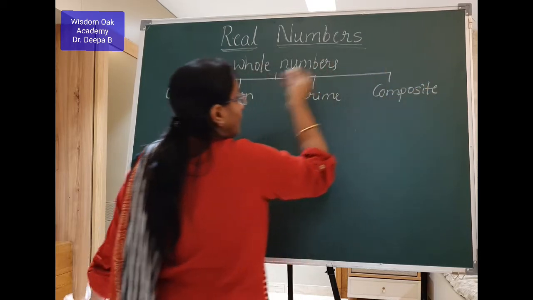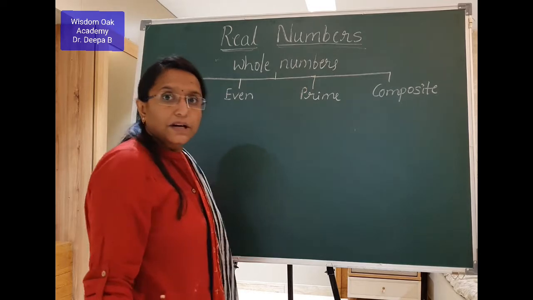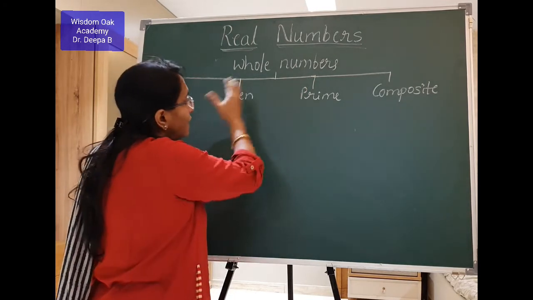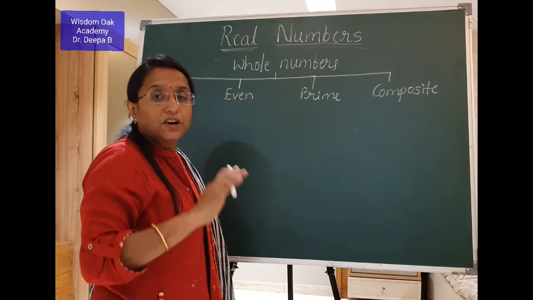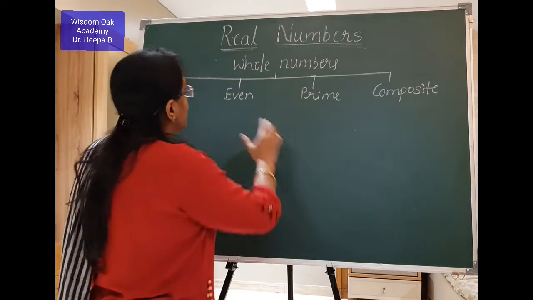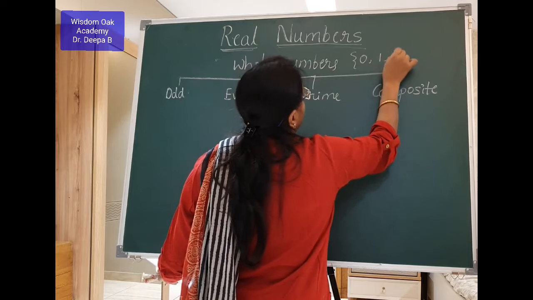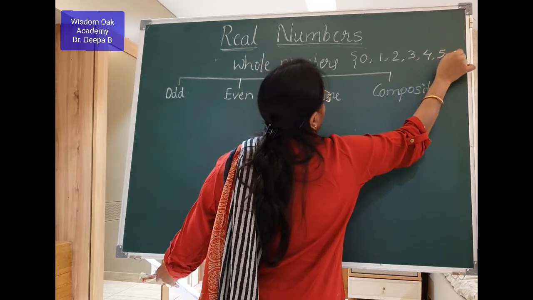Why am I taking all these? Because if I started the real numbers chapter directly, it would be difficult for you to understand. So now we are preparing the basic concepts. Once the basic concepts are clear, you will easily understand the chapter. Here, whole numbers means 0, 1, 2, 3, 4, 5, and so on.